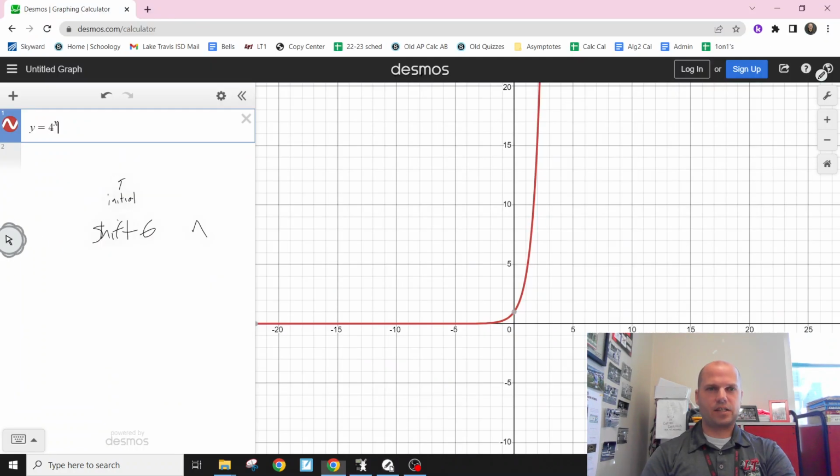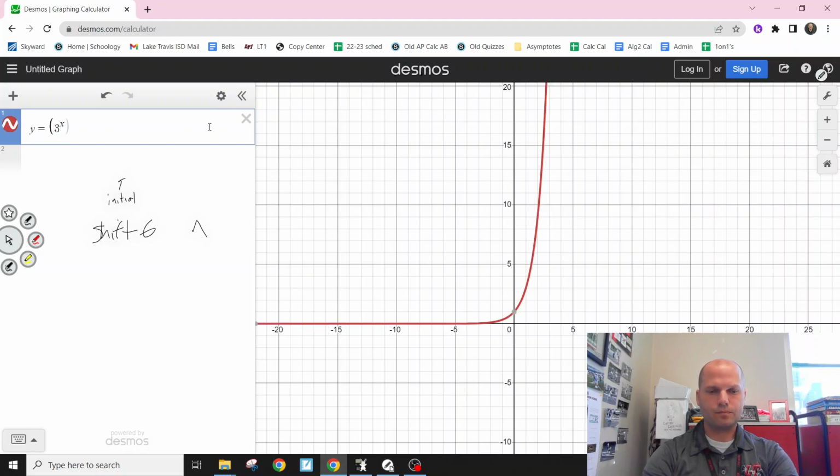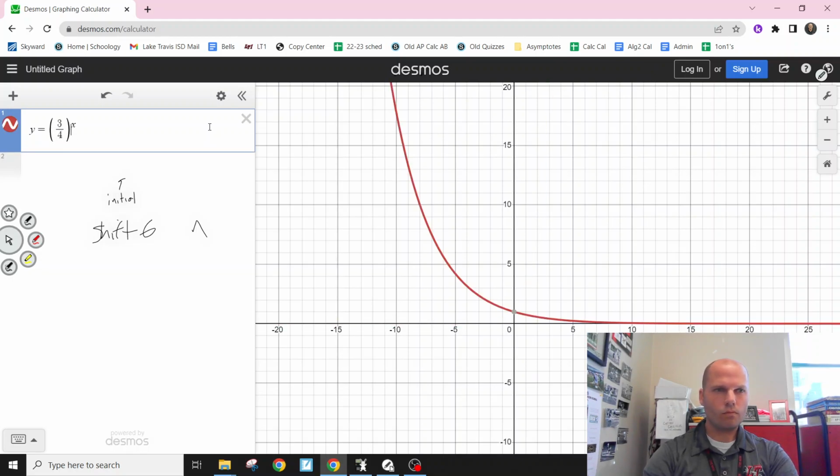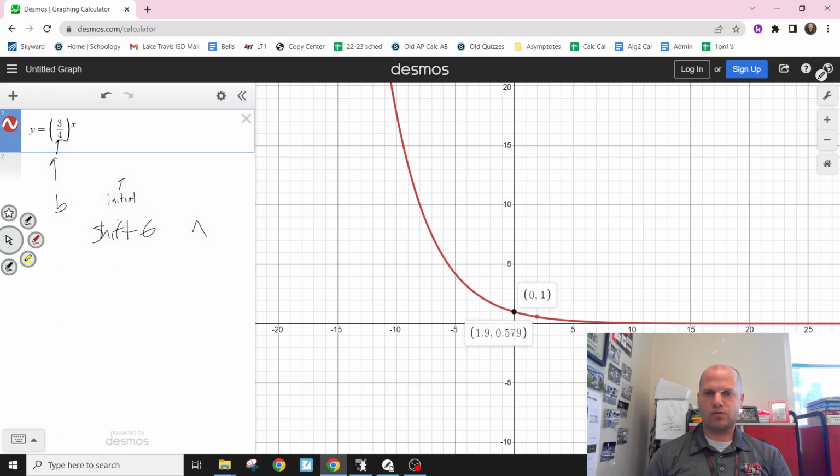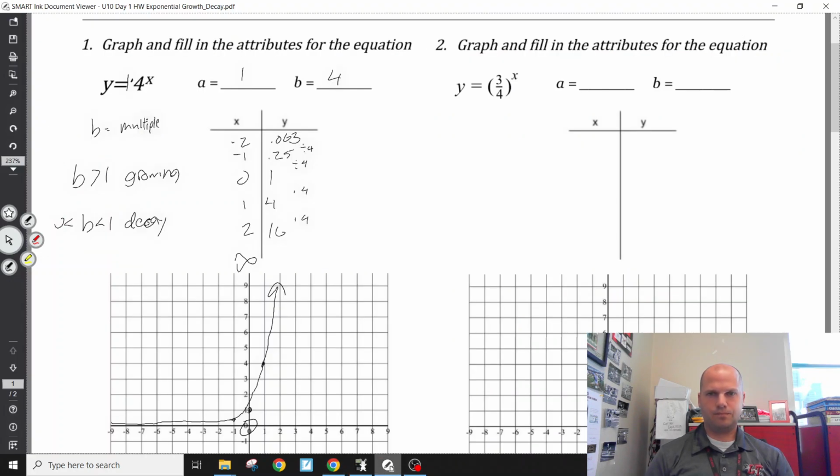Here, 3/4 to the x. Again, we don't have an initial value, so the initial value is 1. But we see since b is between 0 and 1, we are talking about a decay. We're multiplying by 3/4. So we start at 1 for 0, after 1 year we're going to be at 3/4, 0.75. After 2, we'll be 3/4 of that, 0.563, which is 3/4 times 3/4, etc.